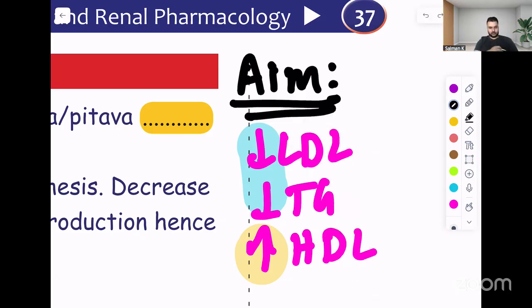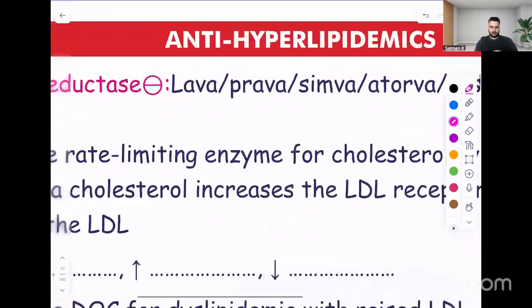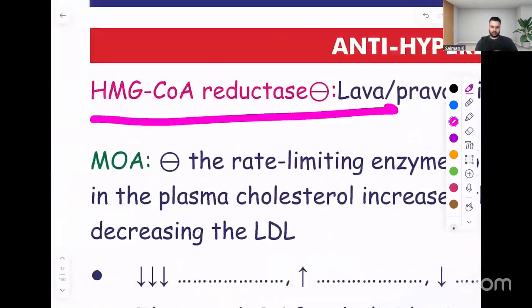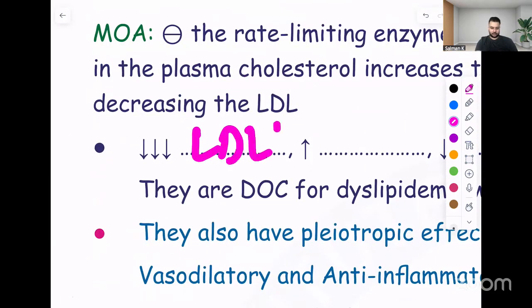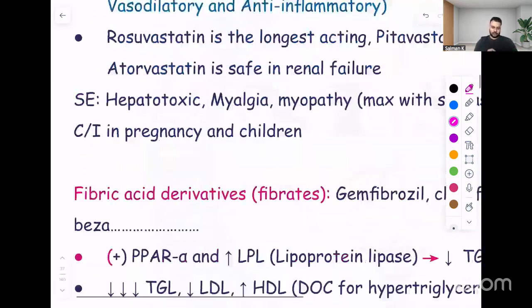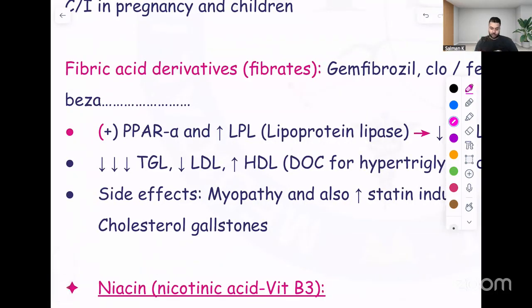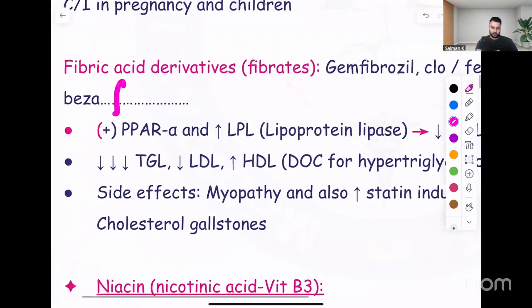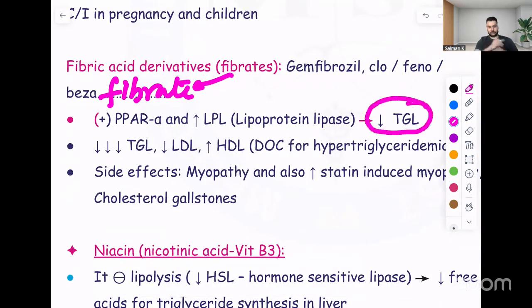For instance, there are drugs called statins. Statins are HMG-CoA reductase inhibitors, the best drugs to reduce LDL. They have more effect on LDL. Yes, they may also increase HDL and reduce triglycerides. Same way, there are drugs called fibrates. What is the story of fibrates? They have fibrate in the name. What they do is reduce triglycerides the best. That's why they're the drug of choice for hypertriglyceridemia.